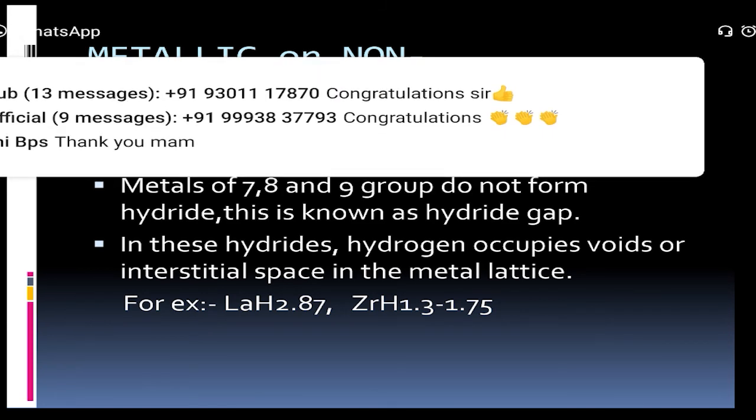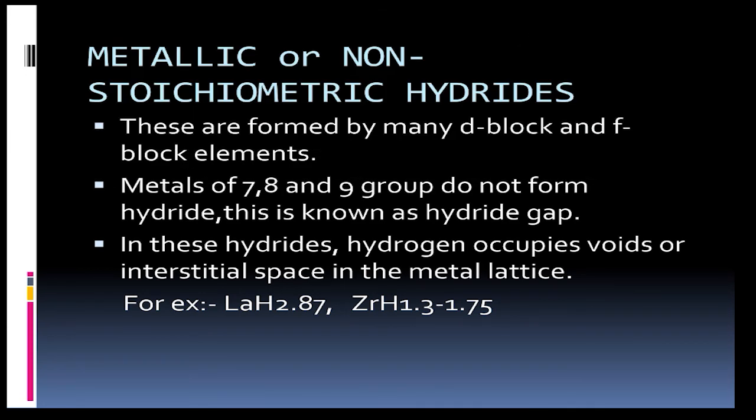Now, let's see metallic or non-stoichiometric hydrides. These are the hydrides formed by many d block and f block elements. Here many means not by all. See, metals of group number 7, 8 and 9 do not form hydrides. And this is known as the hydride gap.